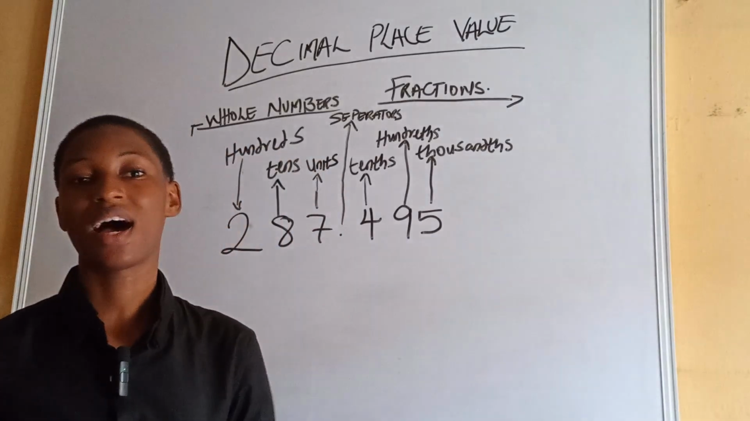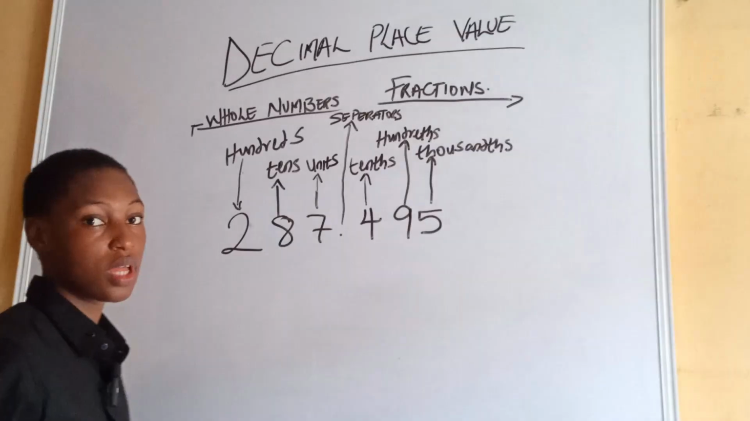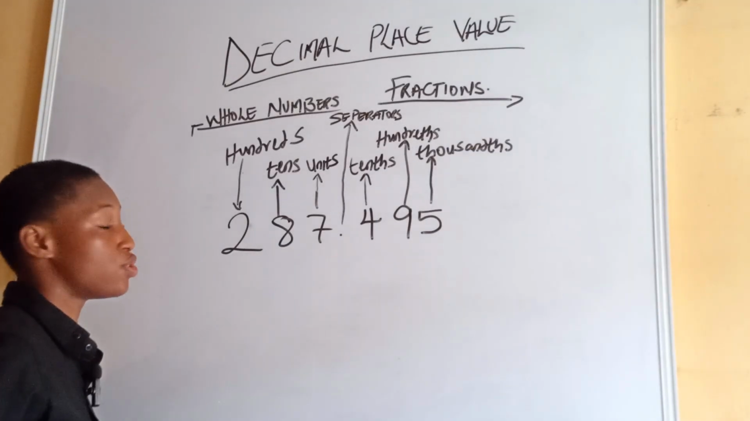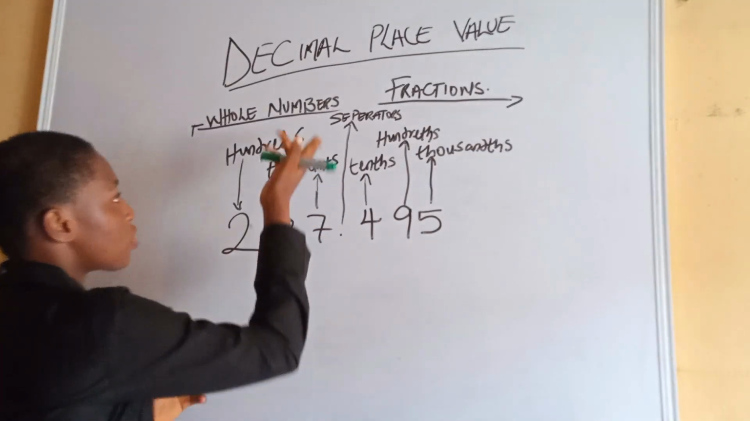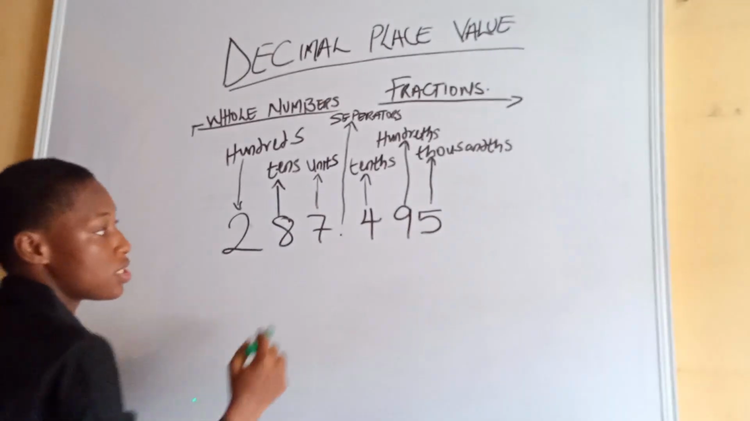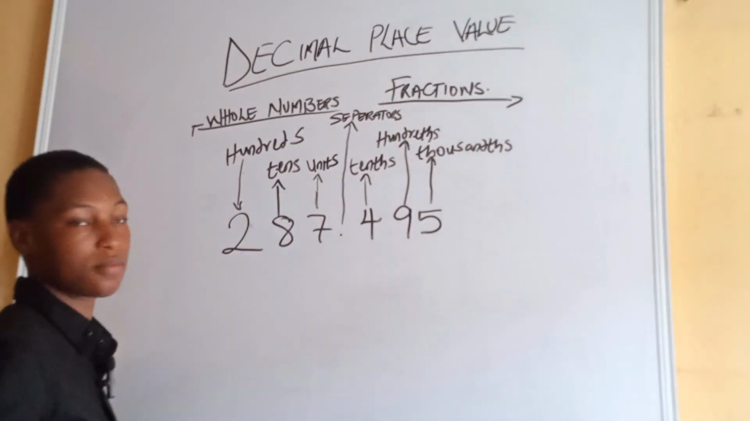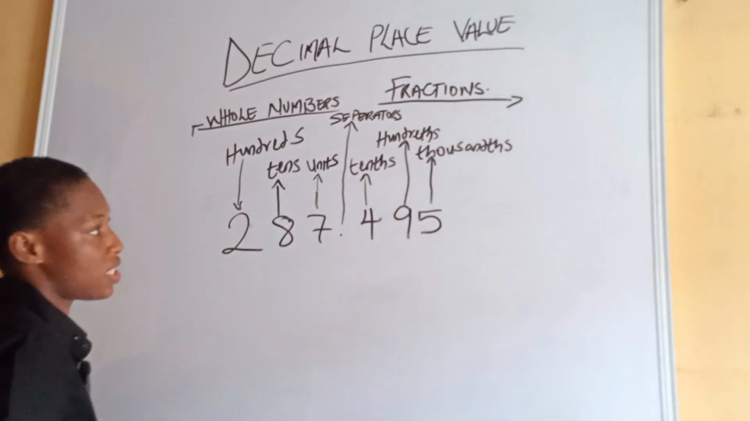Decimal place values have two parts. There's the whole number part and then there's the fraction part. Now, as we have learned with place values without decimals, numbers going to the left are multiplied by tens. The same thing, numbers going to the right are divided by 10. So let me show you this in expanded form.